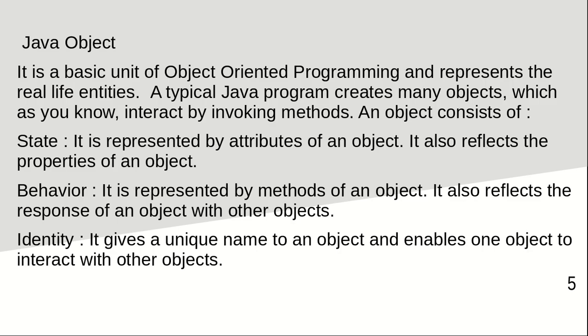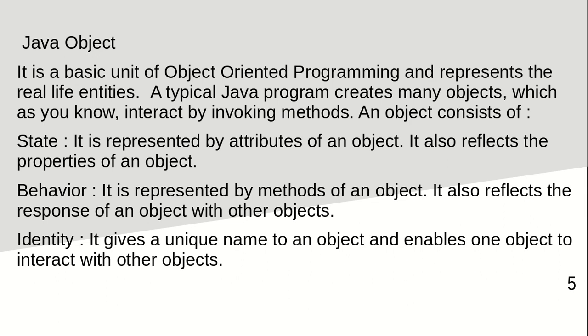Then here we discuss Java objects. The object is the basic unit of object oriented programming and represents real life entities. Everything available in the world can be specified as an object or entity in real life. A typical Java program creates many objects, which interact by invoking methods. An object consists of state, behavior and identity.